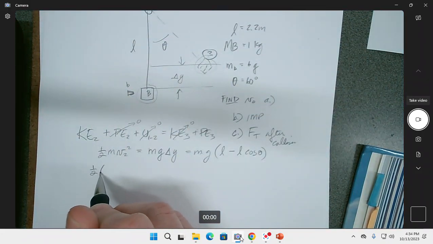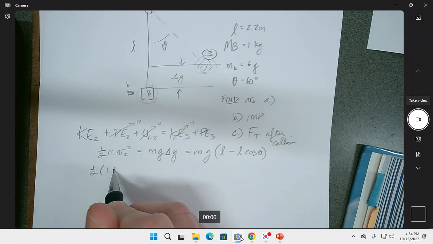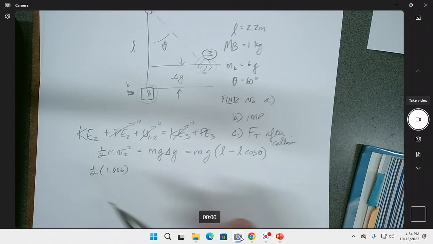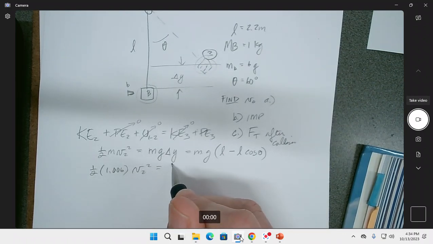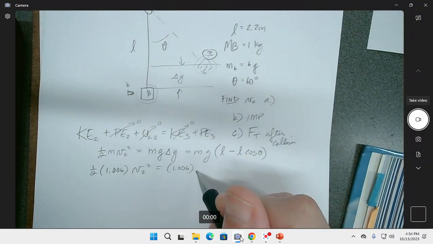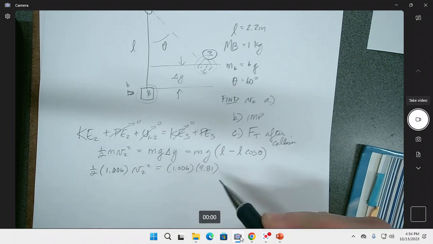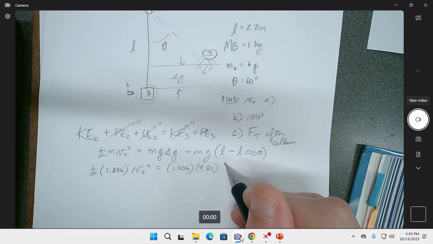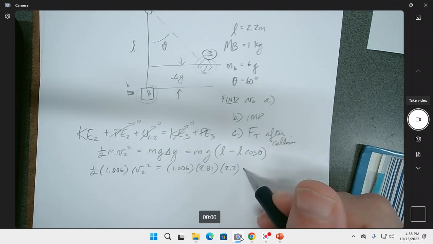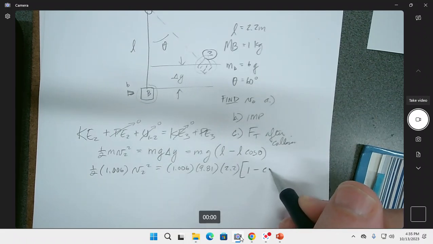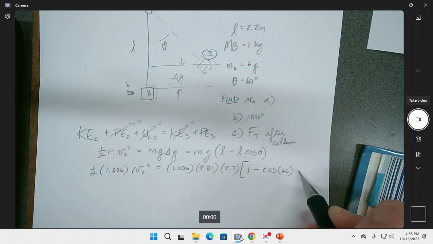So 1/2, I did that math in my head, 1.006, right? V2 squared is equal to 1.006. Notice that cancels out. That's interesting, right? Times 9.81 times the length, which is 2.2, times 1 minus the cosine of 60.